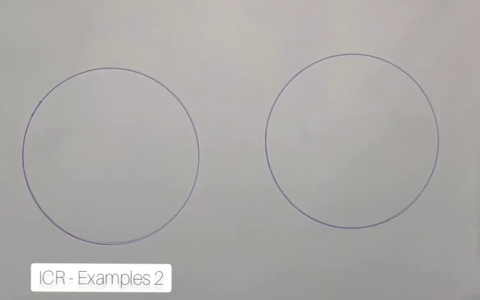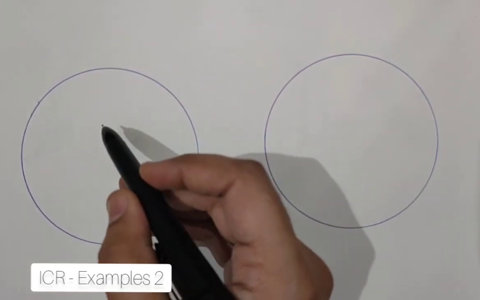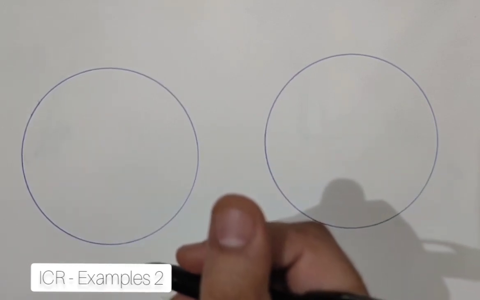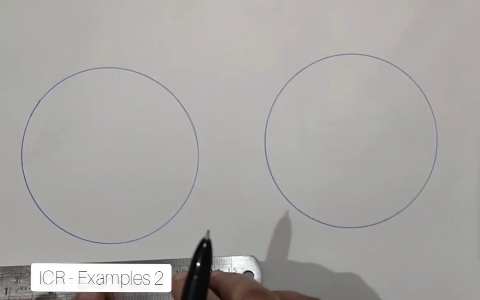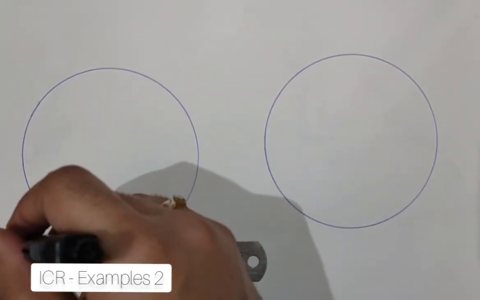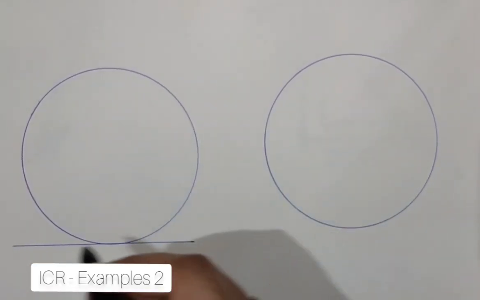Hello everyone. In this short video, we are just going to learn how to locate the ICR of a roller, either rolling on a surface without slipping or when the roller is rolling on the surface with slipping. So I have two rollers over here. I will be explaining one for the roller without slipping and the other one will be with slipping. So let us have a surface first of all.